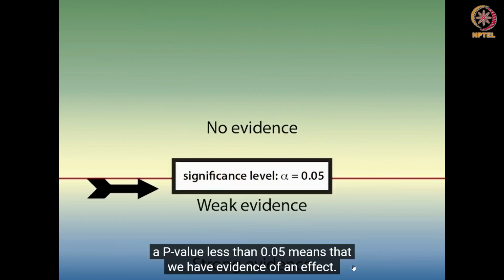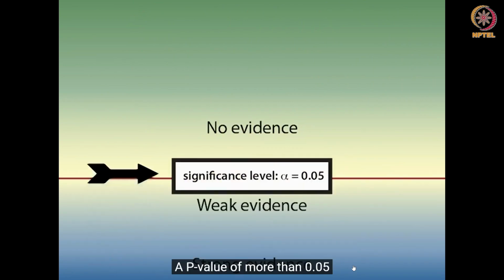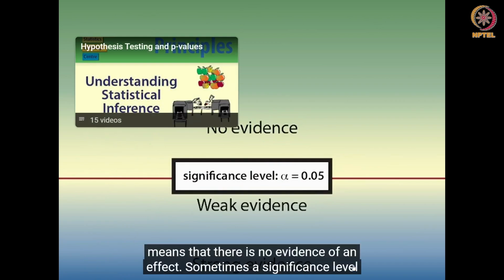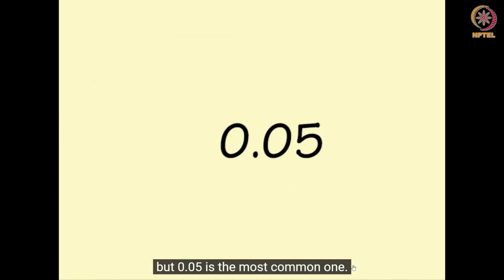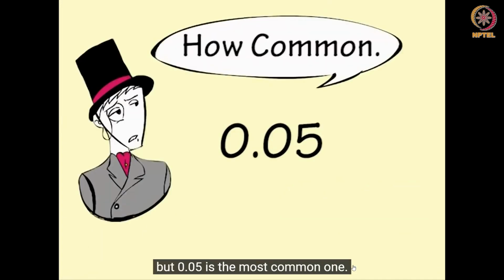A p-value less than 0.05 means that we have evidence of an effect. A p-value of more than 0.05 means that there is no evidence of an effect. Sometimes a significance level different from 0.05 is used, but 0.05 is the most common one.